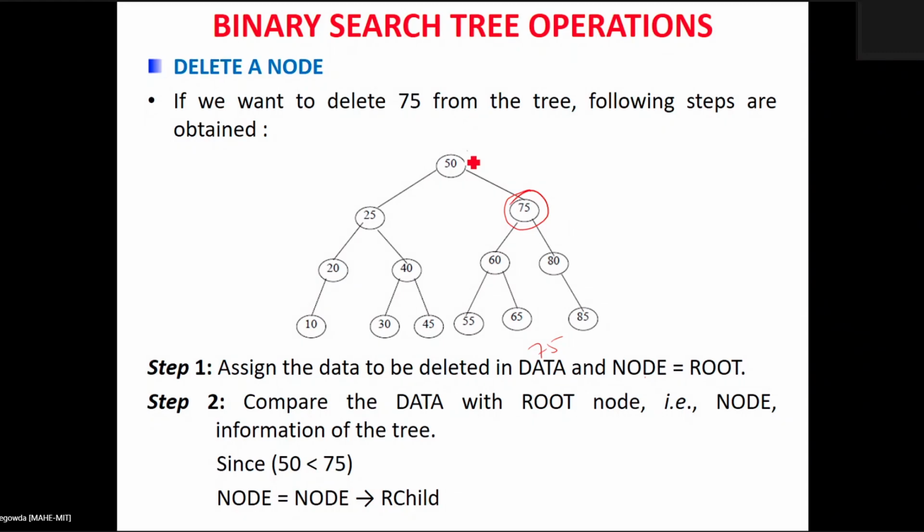The root node is nothing but 50 here. Since 50 is less than 75, and the data to be searched is 75, it is understood that the data we are searching is definitely present in the right subtree of the 50. That's why we are advancing the pointer: node is equal to node pointing to the right child.